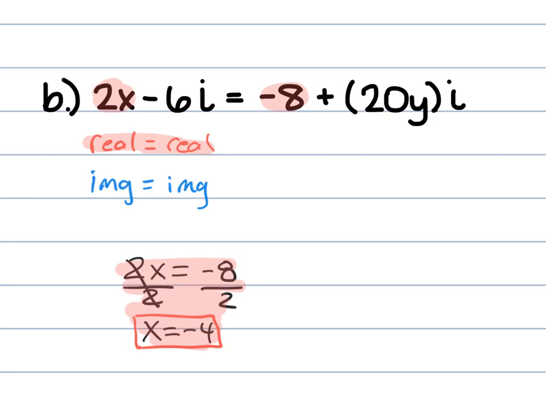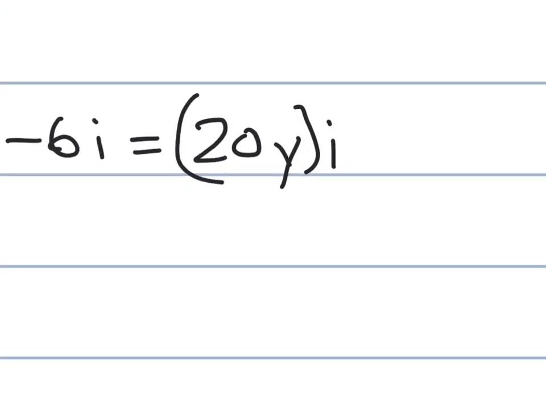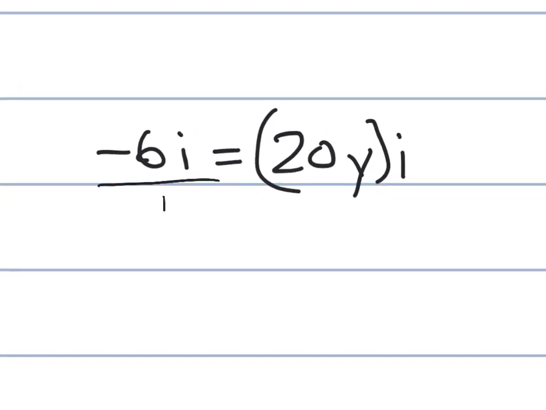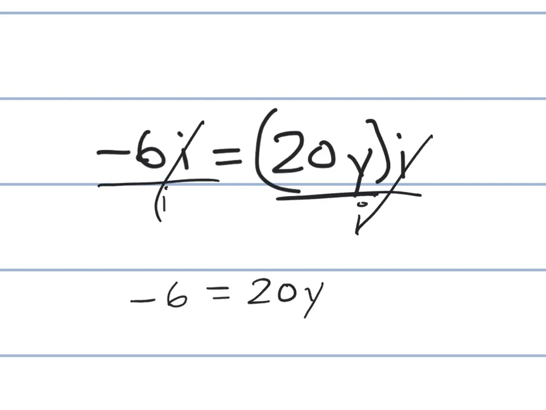Let's identify the imaginary numbers. What are the imaginary numbers? So over here, we get negative 6i is equal to 20y times i. Now you're going to see this pattern happen a ton. What was the first thing I did? Divide by i. Let's divide by i and get rid of it. Divide by i, poke out its eyes, and we get negative 6 is equal to 20y.